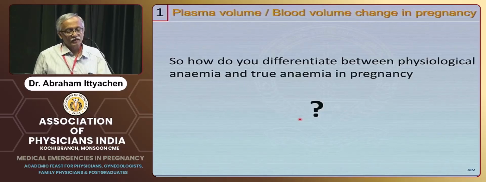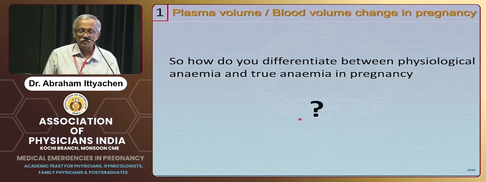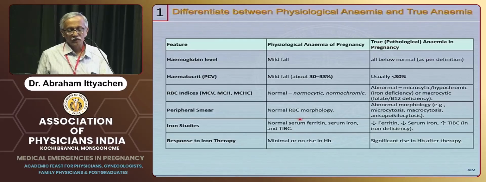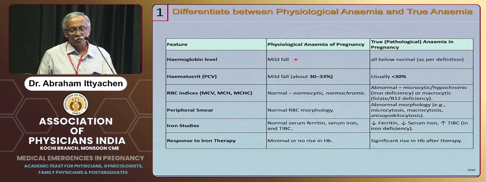So the question arises, how do you differentiate between physiological anemia and true anemia in pregnancy? And I think this will sum it all up. If you look at physiological anemia, there is a fall in hemoglobin, but not to the point of the definition of anemia in pregnancy. While in pathological anemia, there is a definite fall as per the definition, which I will come to in the next slide.